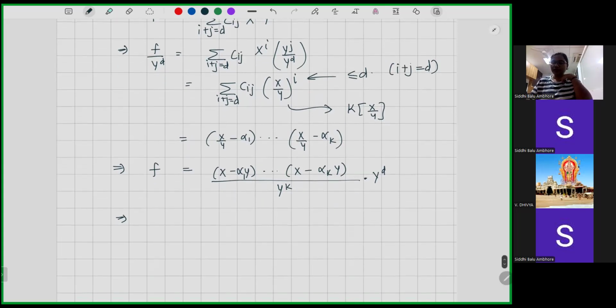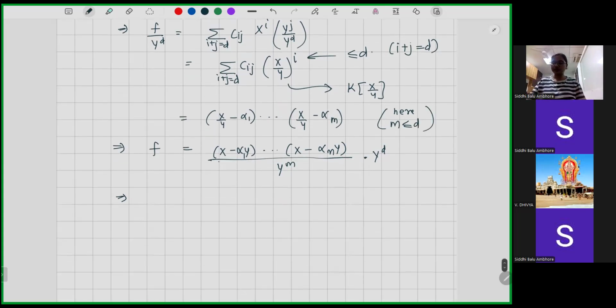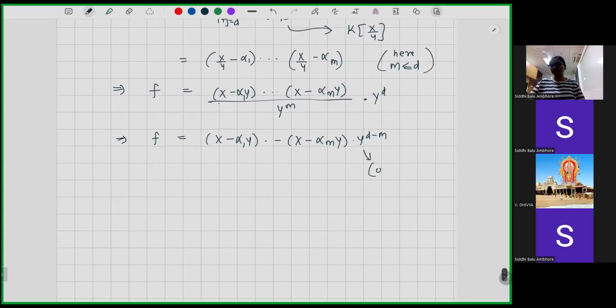So this m which I am getting here is less than or equal to d. I hope you understand why this is the case. Then F is some x minus alpha 1 y, and so on, x minus alpha m y, times some power of y, y^(d minus m). And this is still a linear form, of the type x minus alpha y, and so on.